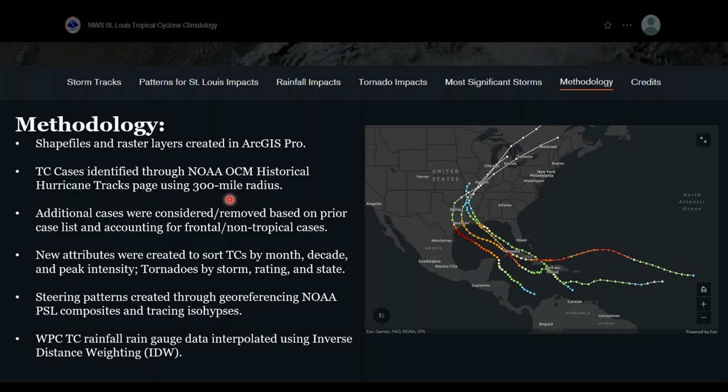The TC cases that were identified were using the NOAA Office of Coastal Management and the historical hurricane tracks page that they have. We just took that and looked at the 300-mile radius and compiled all of the different cases that it gave us. Additional cases were considered and removed based off of the prior TC cases that we had listed from the WFO.